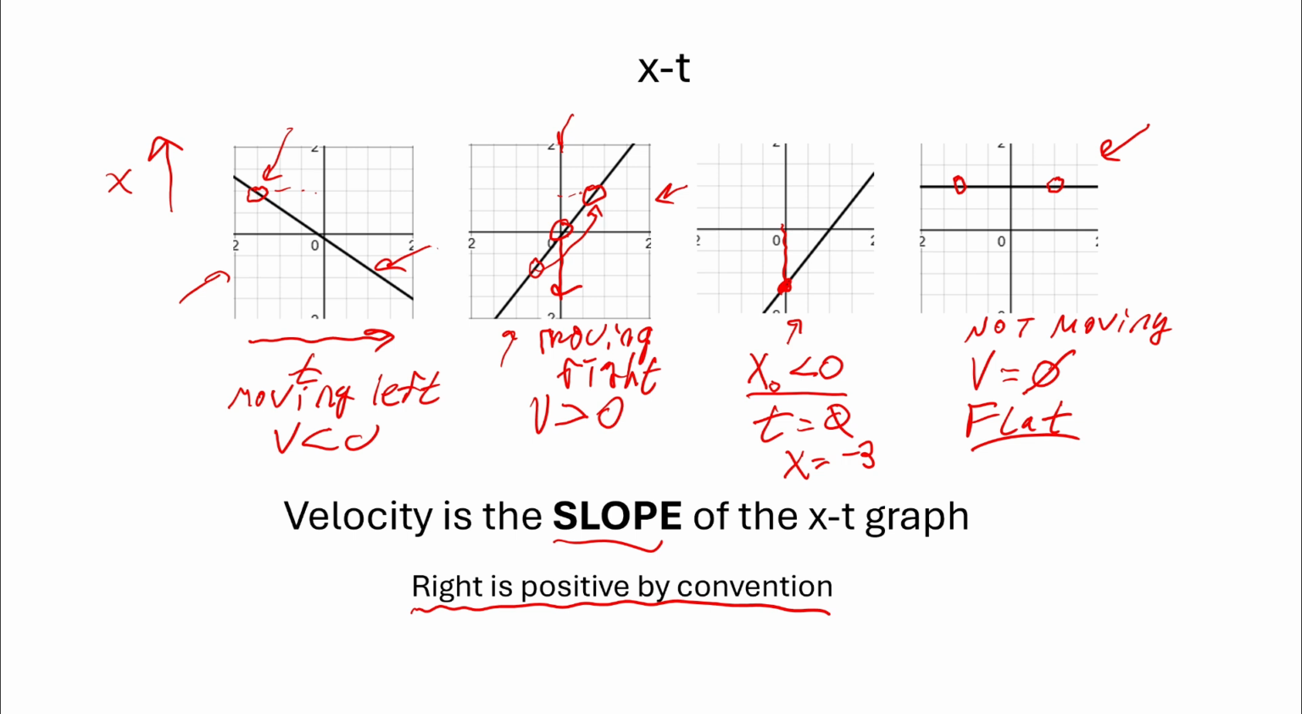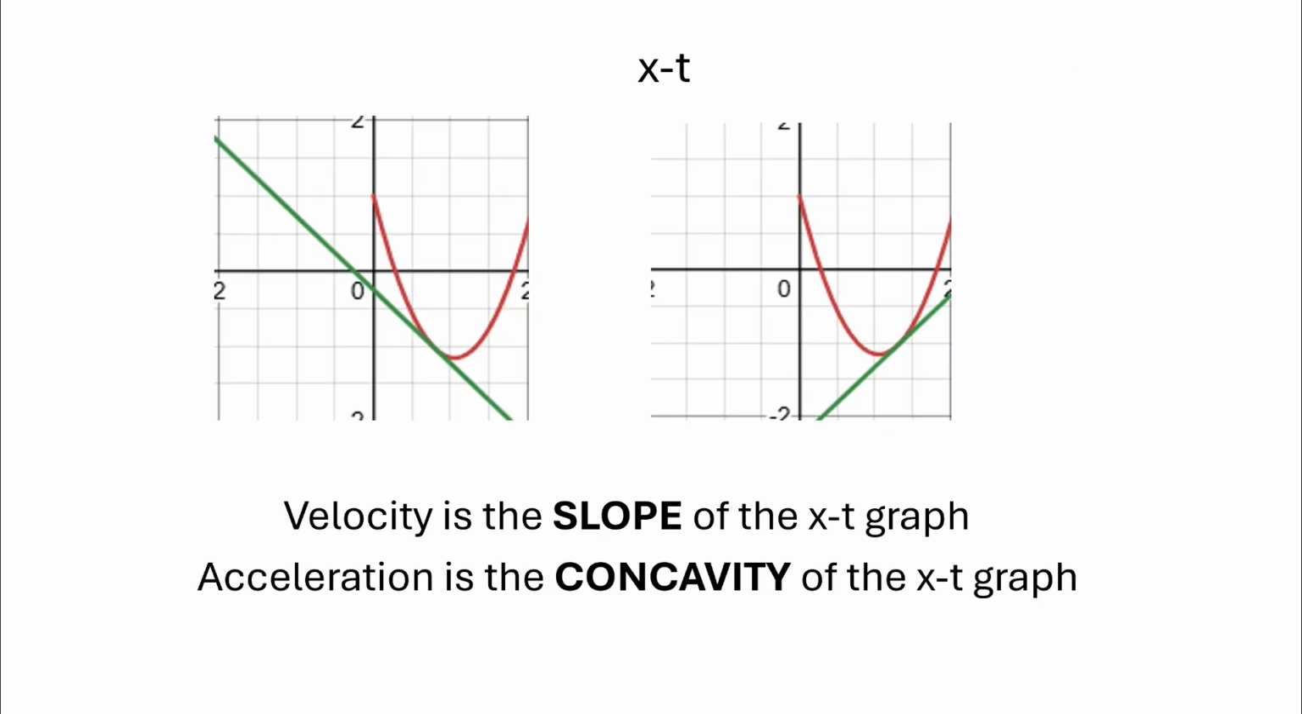Okay, so none of these are accelerating. And how do I know they're not accelerating? Because they all have a constant slope. The thing about a line that makes it a line is that a line has constant slope. The slopes of none of these change. What does it look like if a graph has a changing slope? It looks like a curve.